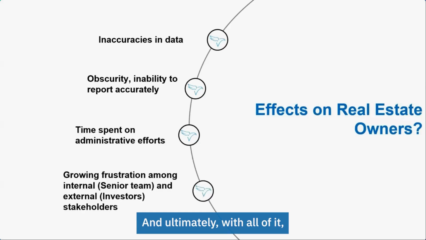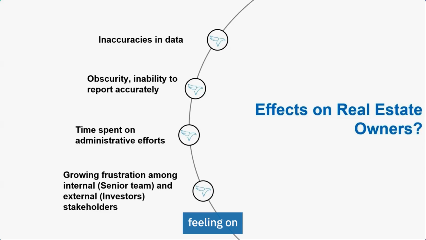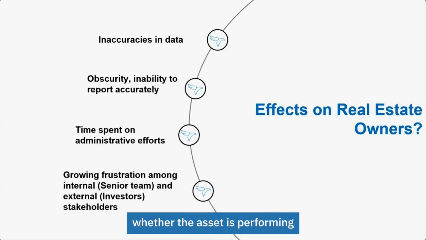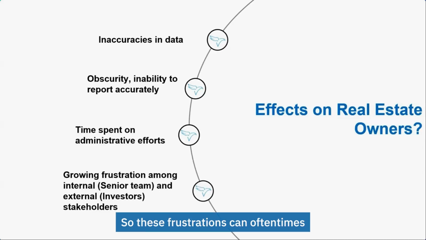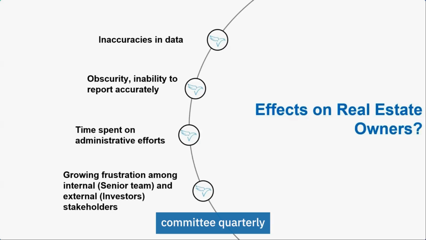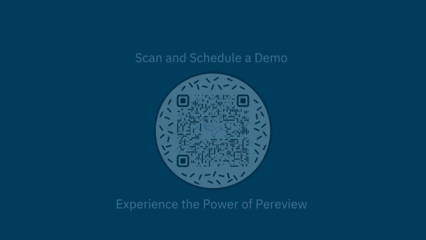And ultimately, with all of it, there's growing frustration across the senior team, investors, as asset managers start to rely on gut feeling on whether the asset is performing rather than mathematical precision. So these frustrations can oftentimes boil over into investment committee, quarterly asset management meetings. Definitely know what that's like.